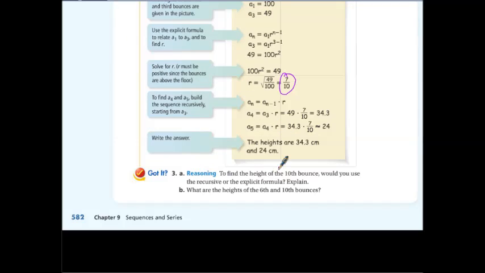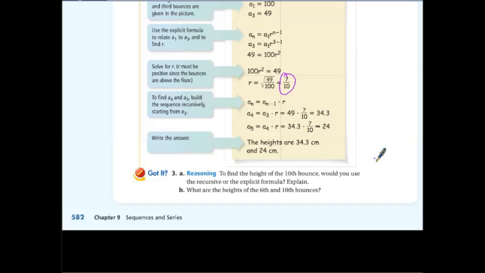Okay. To find the height of the 10th bounce, would you use the recursive or the explicit formula and explain? And then what are the heights of the 6th and 10th bounces? Go ahead and pause the video right here and answer that.